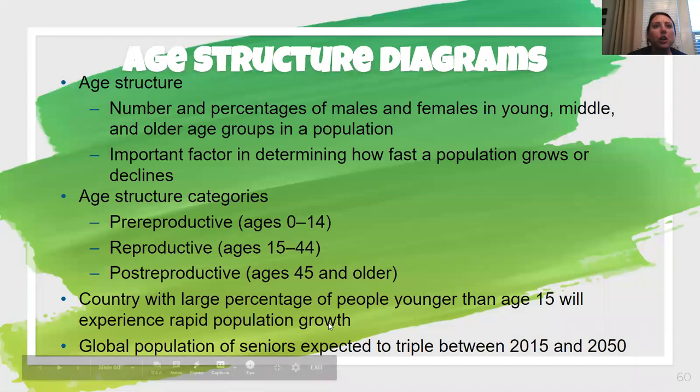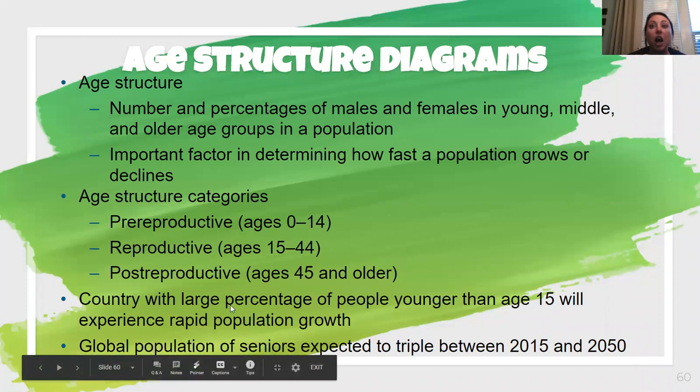Okay, so age structure diagrams just tell us the percentage of males and females in the young, middle, or older category. We see pre-reproductive, reproductive, and post-reproductive. A country with a large percentage of people younger than 15 will experience rapid population growth.